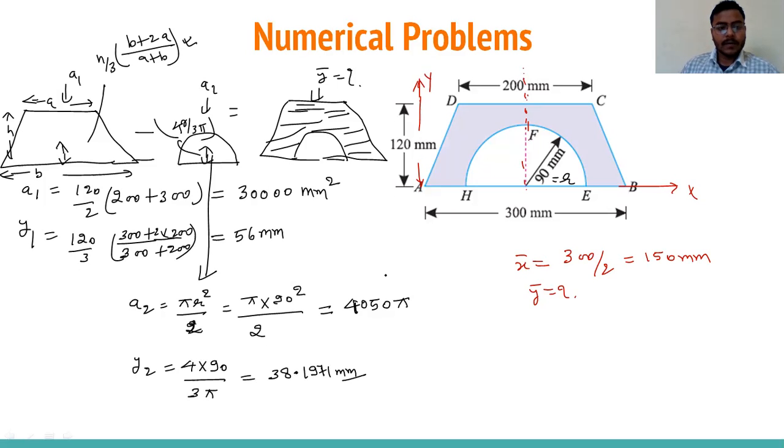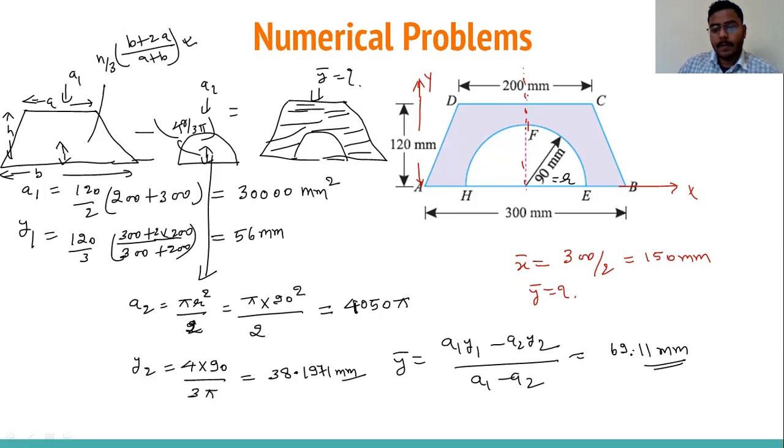Right. So now we have A1, y1, A2, y2. We can calculate y bar, that is A1 y1 minus A2 y2 divided by A1 minus A2. Now put A1, y1, A2, y2 in this equation, and you will get y bar, that is 69.11 mm.